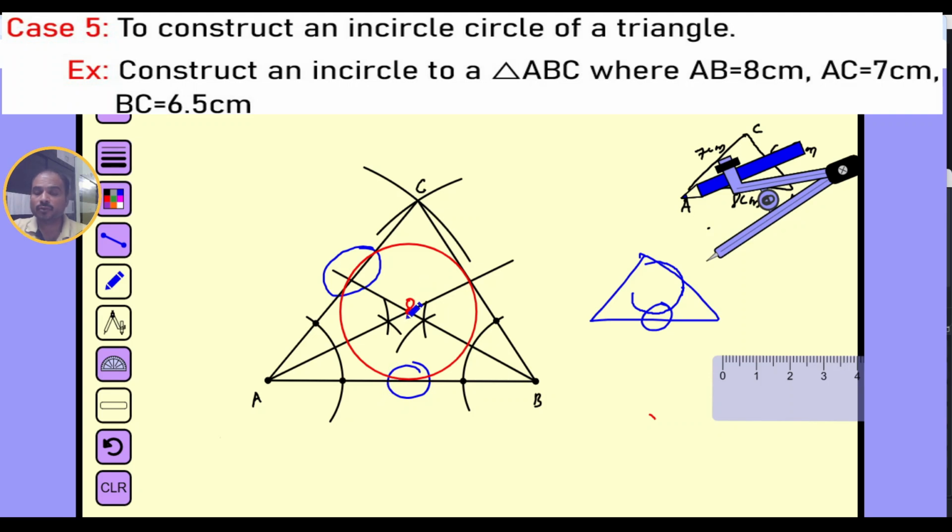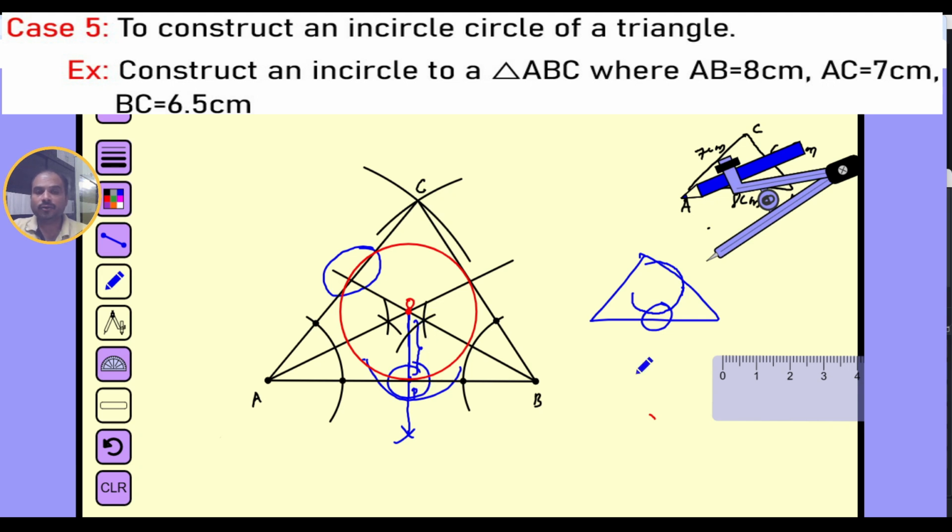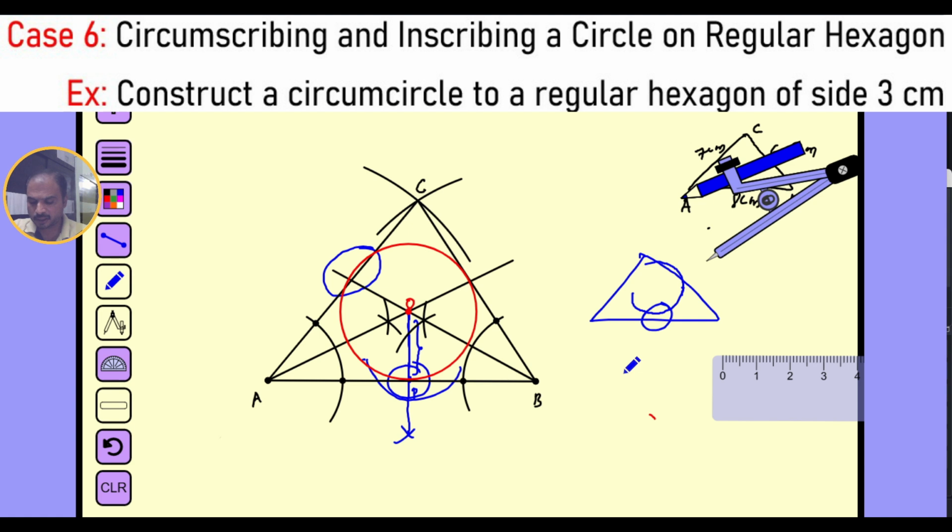So what is the radius of the incircle here? It is nothing but the perpendicular distance from here to here. The perpendicular you have to draw. Okay, from here to here, if you draw the perpendicular, the distance from this point P to O is nothing but the radius of the incircle. Clear, children?